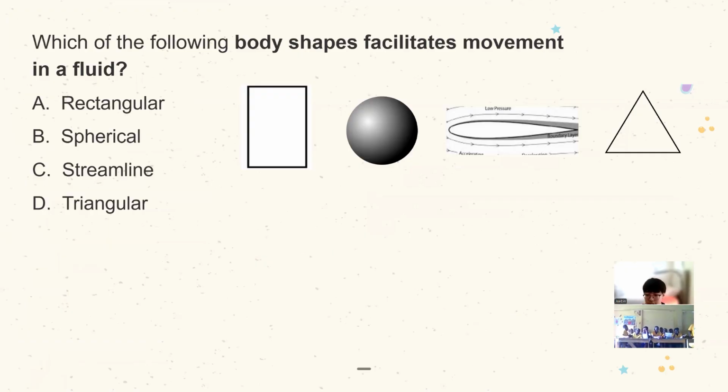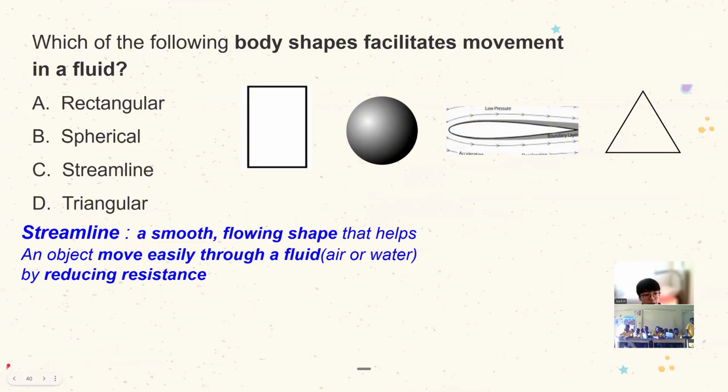So let's look at this next question. Which of the following body shapes facilitates movement in a fluid? We haven't covered this yet, so I'm going to tell you the answer. The answer is actually the streamline, which is C. A streamline is a smooth, flowing shape that helps an object move easily through a fluid by reducing resistance.